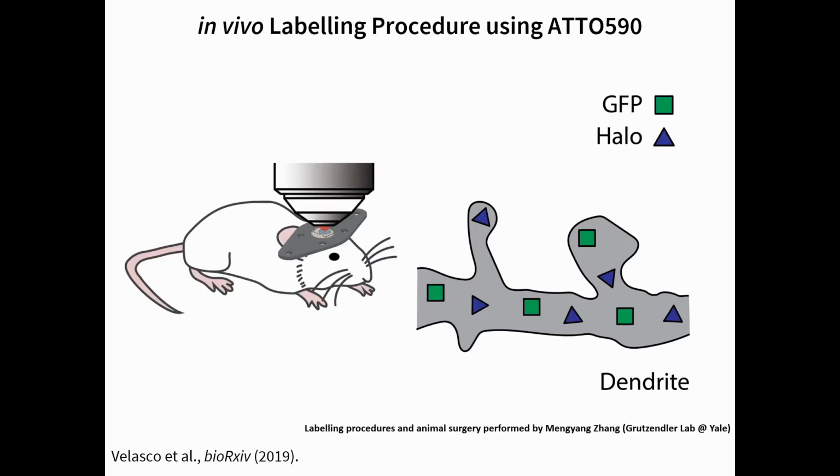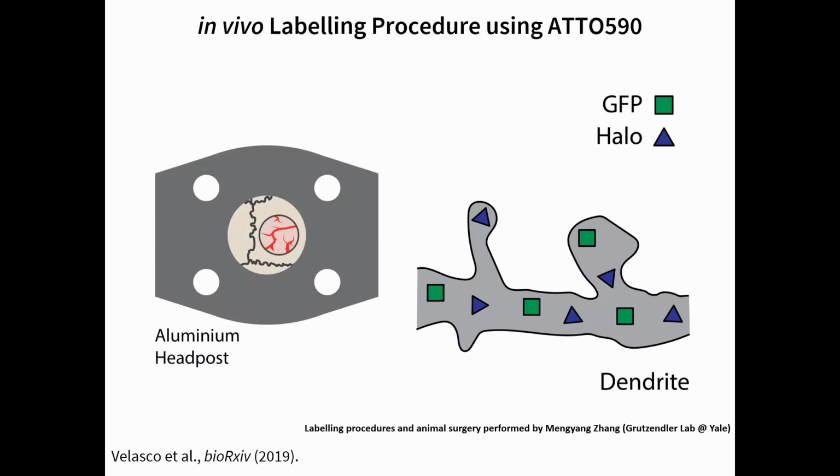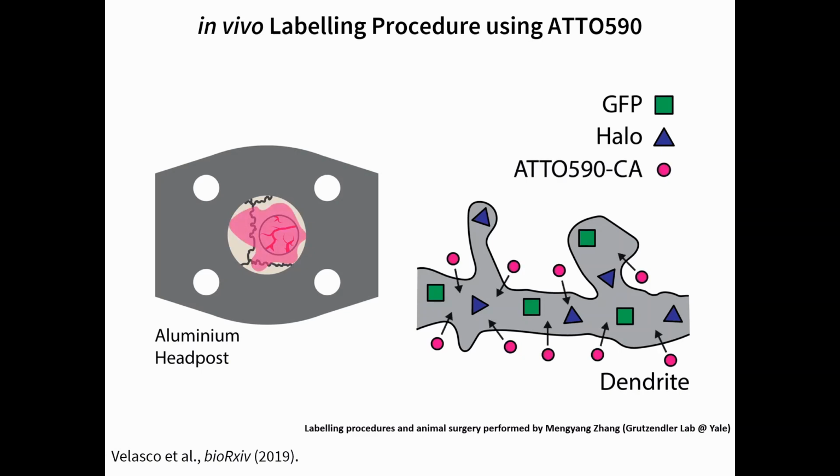To label our neurons with ADO590, we started with a mouse that expressed both cytosolic GFP and the protein tag Halo in a subset of its neurons. To get this, we used AAV virus injections. For imaging, we first attached a head post to the mouse, performed a craniotomy, and applied the ADO590 dye solution to the brain surface. Because ADO590 is cell permeable, the molecules can enter the individual neurons. And because the molecules have a chloroalkane, which makes them reactive to the expressed Halo tags, they bind specifically. After the labeling, the craniotomy is sealed with a glass window, and the mouse is then ready for imaging.